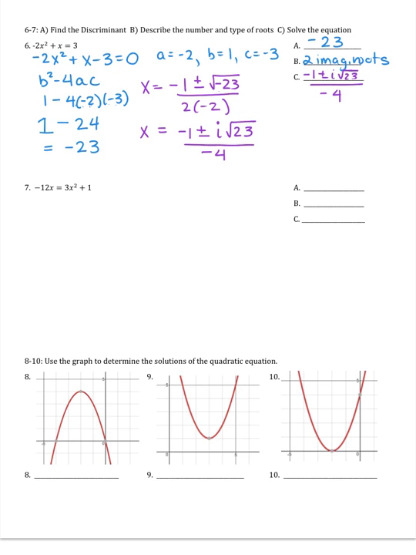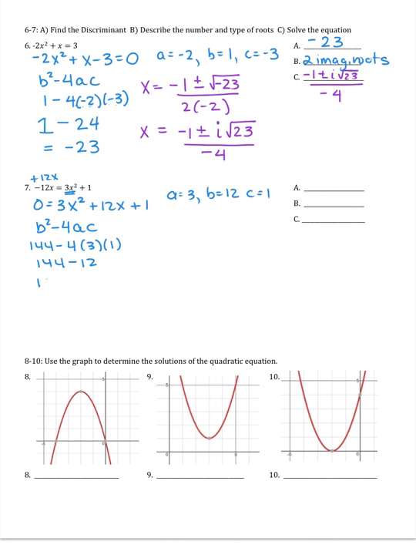Okay, so let's try this again. So we want to put this in standard form. I like to have my squared term positive, so I'm going to keep 3x squared here and add 12x to both sides, plus 1. So we added 12x to both sides. So we have a is going to be 3, b is going to be a positive 12, and c is going to equal 1. So doing the discriminant first, b squared minus 4ac gives me 144 minus 4 times 3 times 1. So 144 minus 12 is going to be 132.